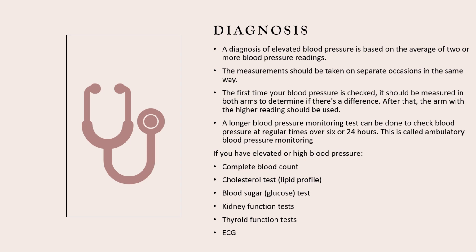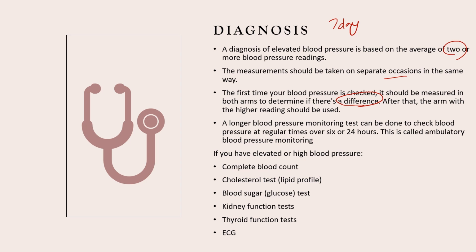A diagnosis of elevated blood pressure is based on the average of two or more blood pressure readings. Generally, we ask the patients to take blood pressure readings at home for 7 days. We discard the reading taken on the first day and take an average of the rest of the readings. The measurement should be taken on separate occasions in the same way. The first time the blood pressure is checked, it should be measured in both arms to determine if there's any difference, and the arm with the higher reading should be used.